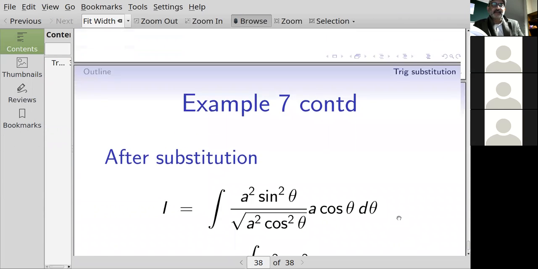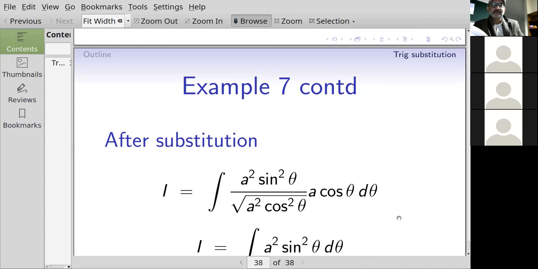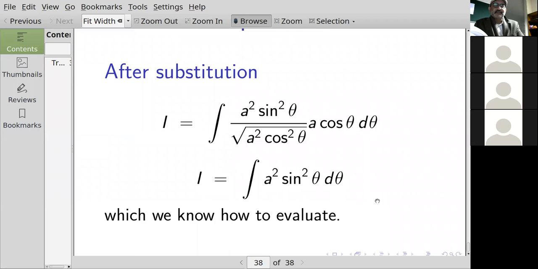All right, so if I do that, then the top part was x squared. X squared is A squared sine squared theta. And the bottom part is the root of A squared cos squared theta. And dx was A cos theta d theta. So after I do some simplifications, this gives me I is equal to the integral of A squared sine squared theta d theta.